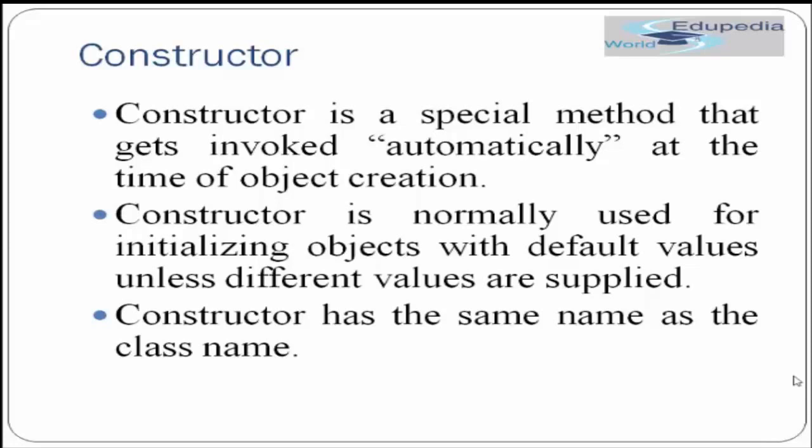A constructor is normally used for initializing objects with the default values unless different values are supplied. A constructor has the same name as the class name. So by now you must have got three points: firstly, it should have the same name as the class name, and it is used for initializing the object with default values. And thirdly, it is a special method that is called automatically when object creation happens.